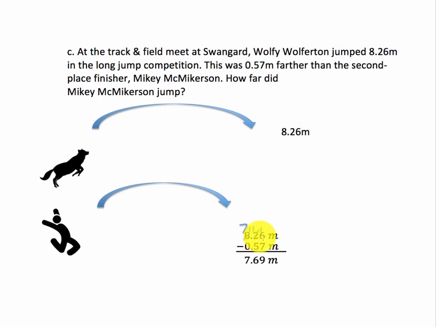So let's do that. 8.26 minus 0.57, stack them. 6 minus 7 we can't do, so we regroup the 2, leave a 1 behind, and bring a 1 over here. So that's 16 minus 7 equals 9. Now I have 1 minus 5, I can't do that, so I've got to regroup the 8 into a 7. This becomes 11 minus 5 is 6, and then 7 minus 0 is 7. Bring down our decimal, include our units of meters, and that tells us that Mikey McMikerson jumped 7.69 meters.